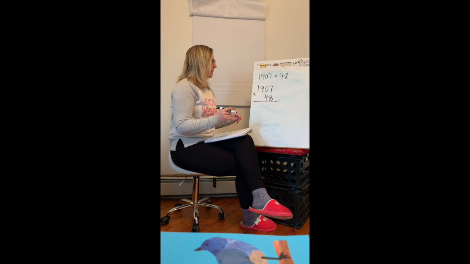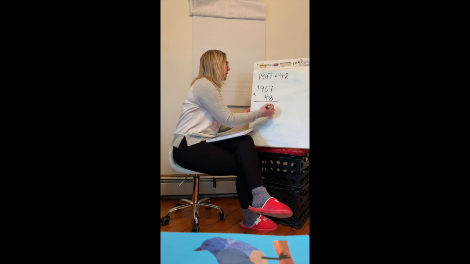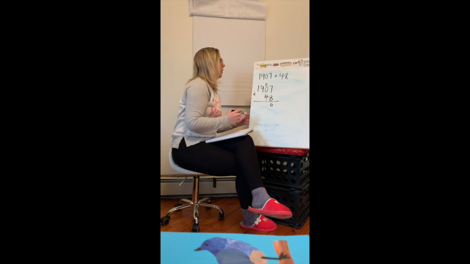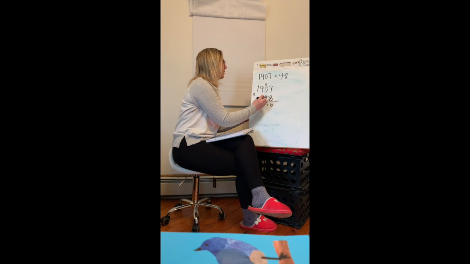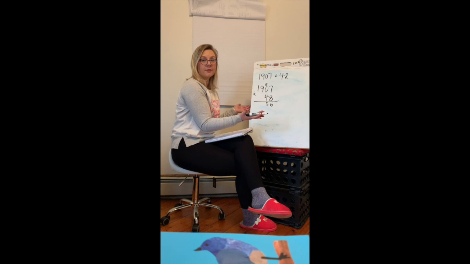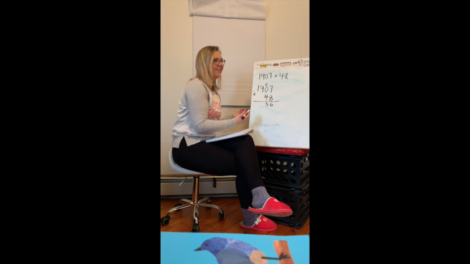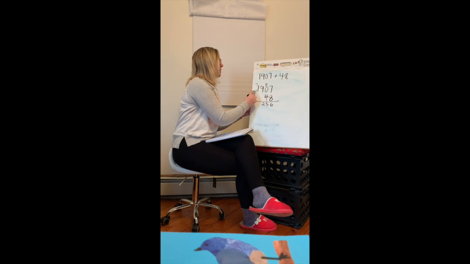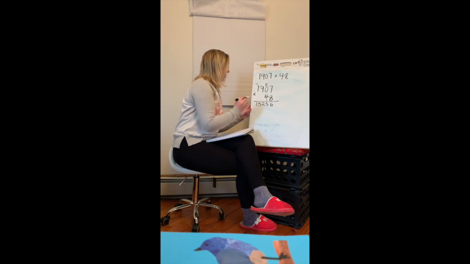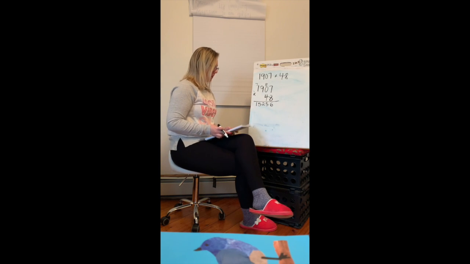We know 8 times 7 is 56. We put our 6 here, we carry the 5. 8 times 0 is 0 plus 5 more would be 5. 8 times 9, what do we get ourselves, friends? 72. Sorry, I'm just trying to pretend like it's us here. So you put your 2 down and you carry the 7. 8 times 1 is 8. Plus 7 more is 15. So you put all those numbers there.